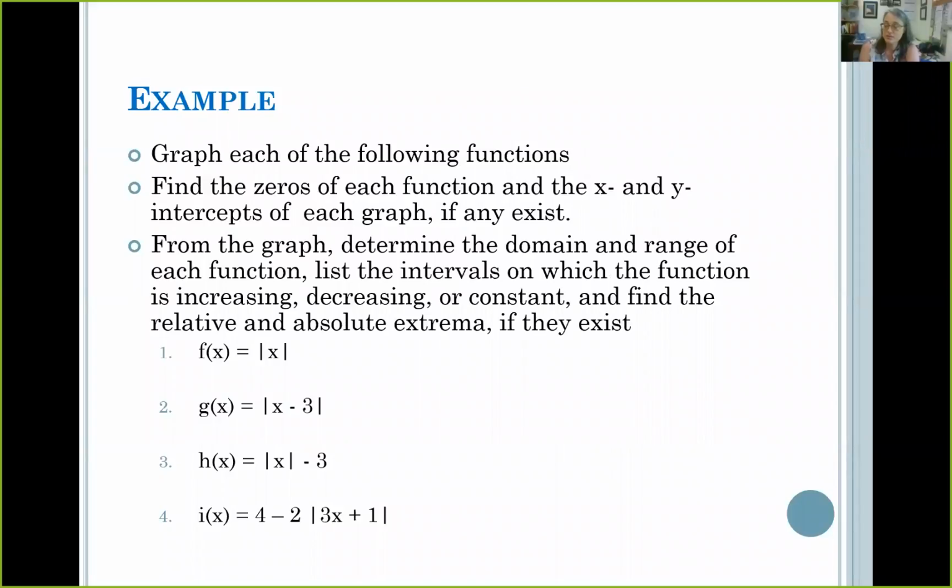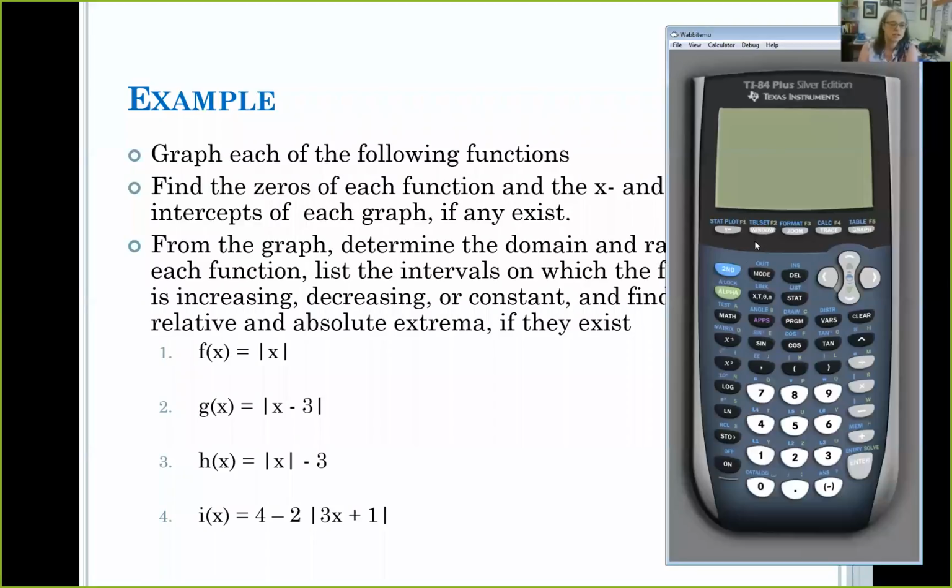So let's do some graphing. For today, I'm going to do this on my TI, just in case there are a couple of you who are using TIs. You can absolutely do these either by hand or with Desmos. We know what the absolute value function looks like when we graph it. We have done that.